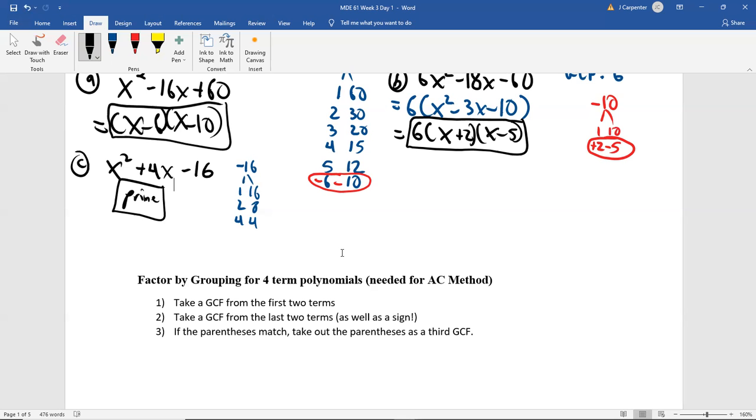So guess what you do? You take that out. So if the parentheses match, you take out that parentheses as a third GCF, and then what goes in the other parentheses is basically just everything else you see. You cover up the parentheses from the line above, and that's exactly what goes in the next one. GCF, GCF, goofy GCF.